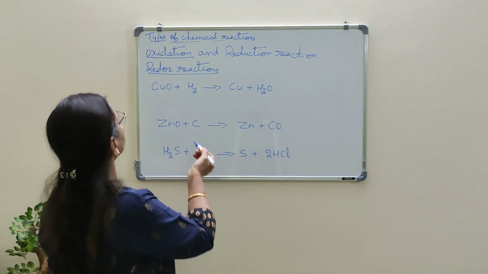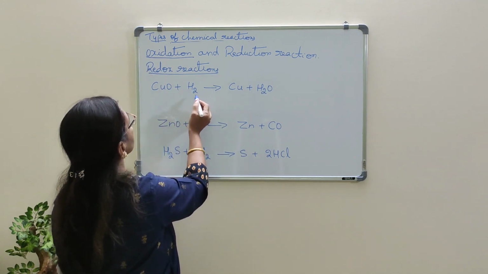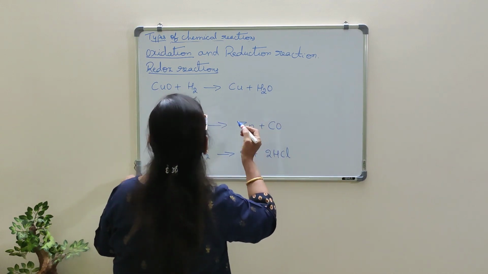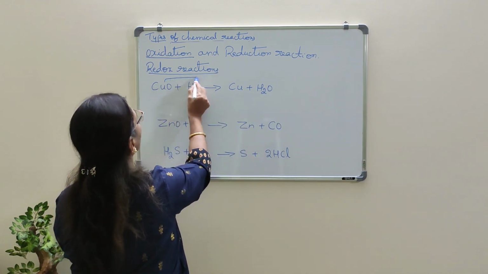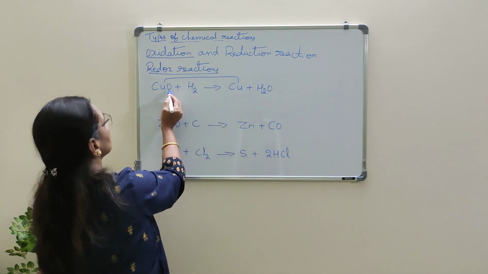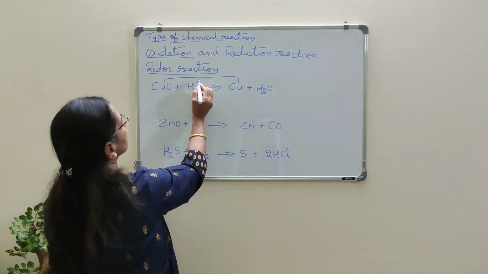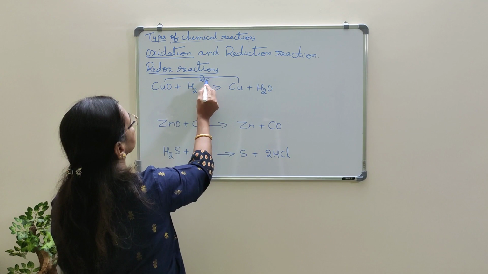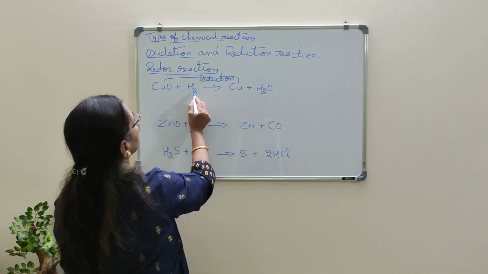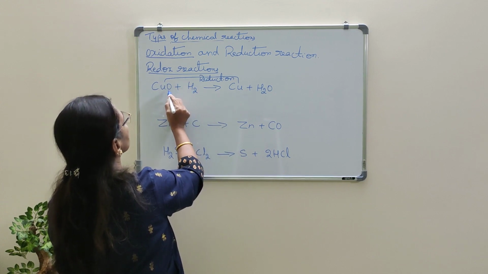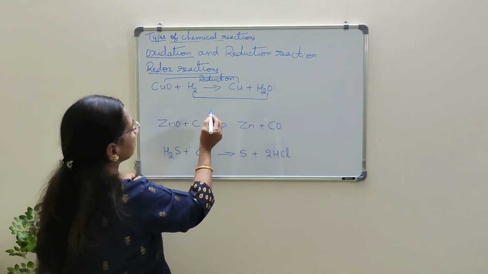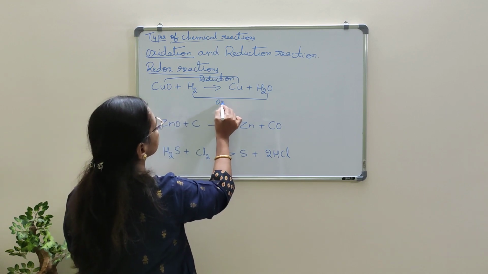Now, we have given some examples: copper oxide reacting with hydrogen to form copper and water. Here you can see copper oxide is reduced to form copper. There is a loss of oxygen here, so it is reduction. Here hydrogen is gaining one oxygen atom to form water, so gain of oxygen means it is oxidation.